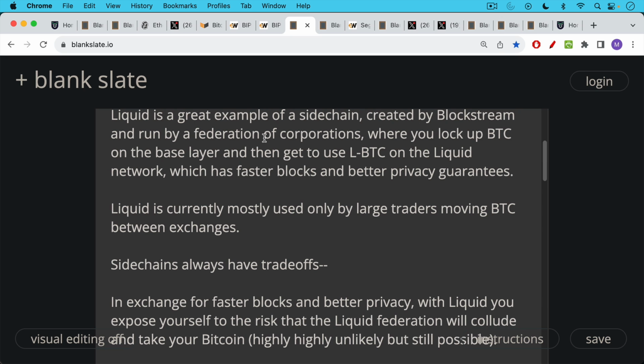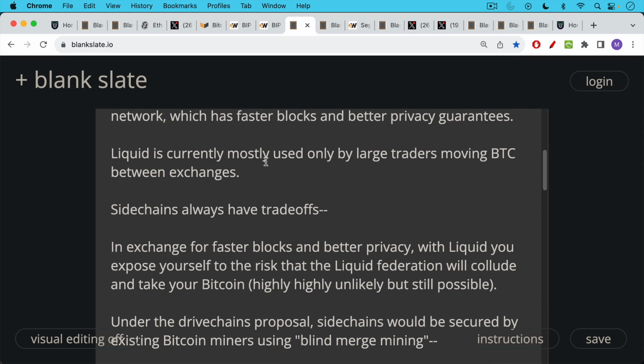Now, sidechains always have trade-offs, just like everything in life has trade-offs. For example, in exchange for faster blocks and better privacy, with the Liquid sidechain, you expose yourself to the risk that the Liquid federation will collude and take your Bitcoin. It's highly, highly unlikely, but of course, still possible.